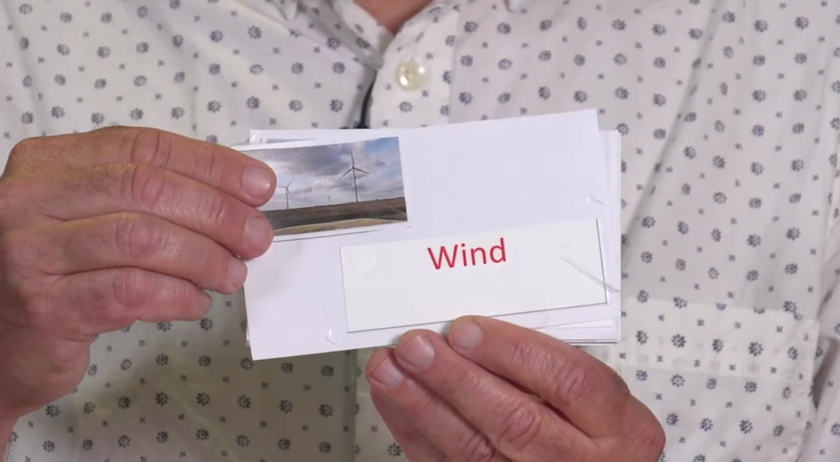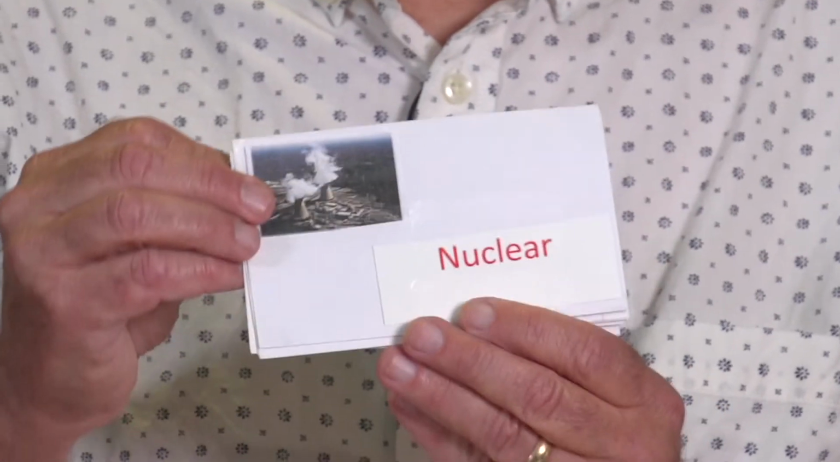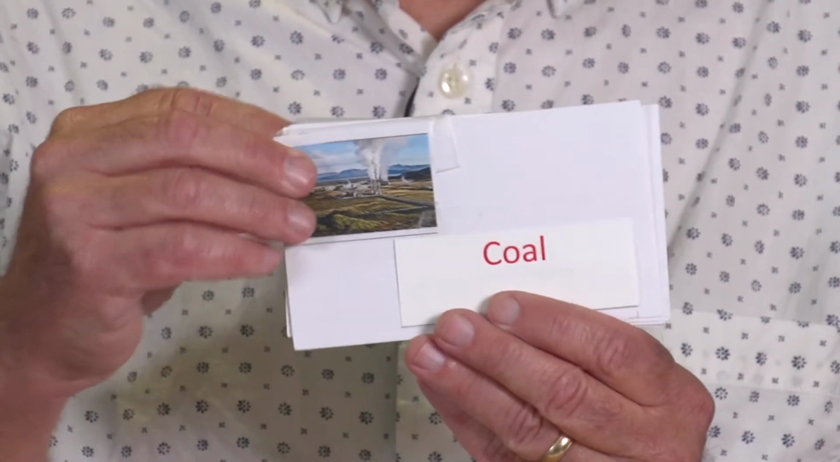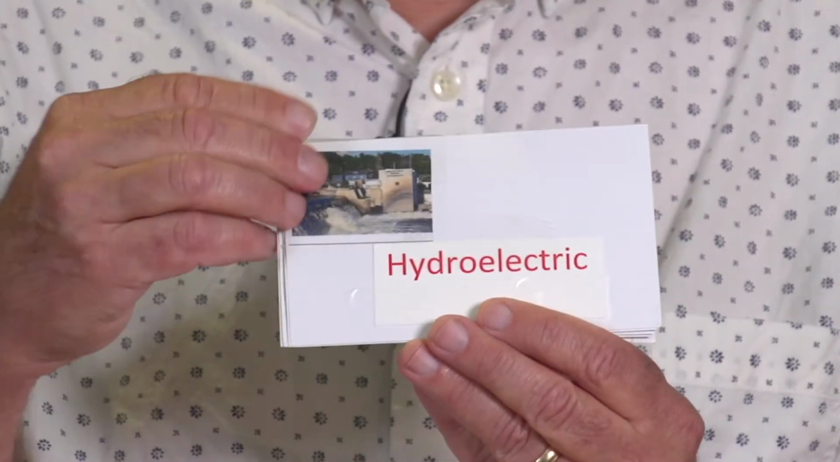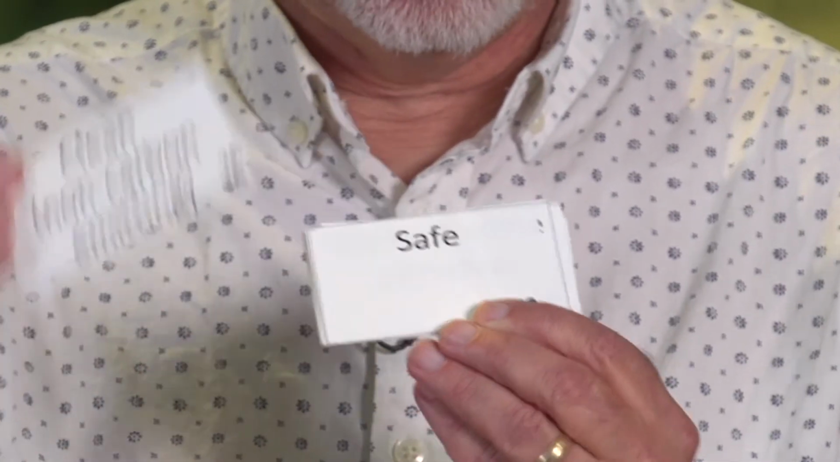Now, to begin your activity, you need to create 2 sets of cards for each pair of students. The first set of cards will have the sources of energy written on them. They are wind, nuclear, coal, hydroelectric, and solar. You're also going to create a smaller set of cards with a different color lettering that shows some of the characteristics of these sources of energy. Things like, is the source clean and not carbon emitting, or is the source safe? Now that you have your cards made, we're ready to get your students involved.